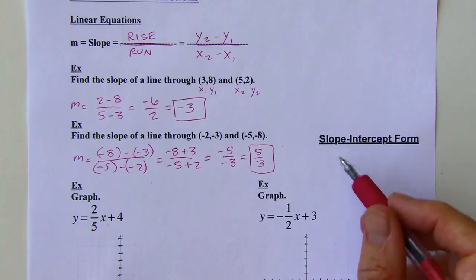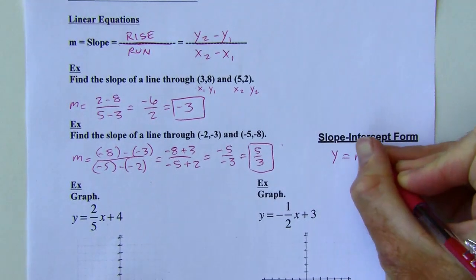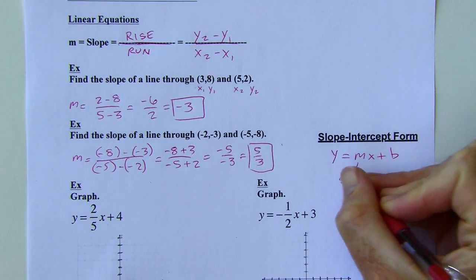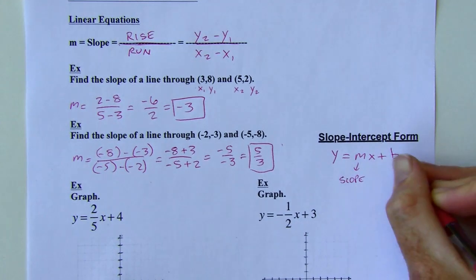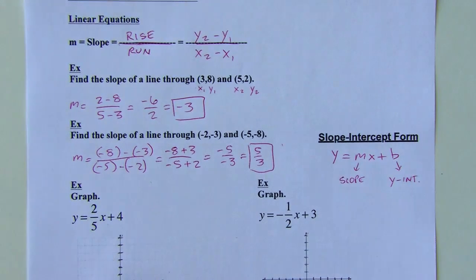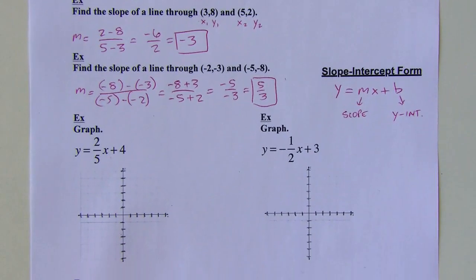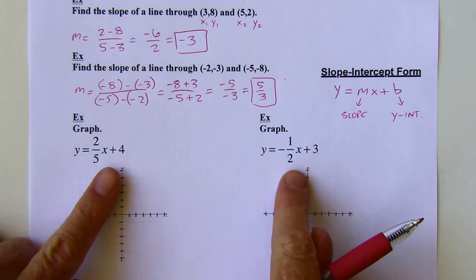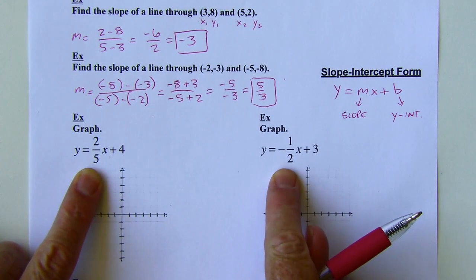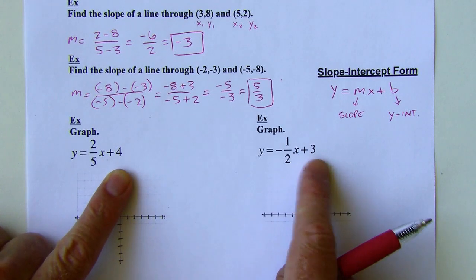Okay, slope-intercept form of an equation. I had to add this in at the last second. Forgot to put it on there, but slope-intercept form is going to look like this: y equals mx plus b. M is your slope, and then the b is going to be the y-intercept, where the line crosses the y-axis. So let's try out these problems. These equations happen to be in slope-intercept form, right? Because I can see the slope is the part in front of the x. The part added or subtracted to the end is the y-intercept.